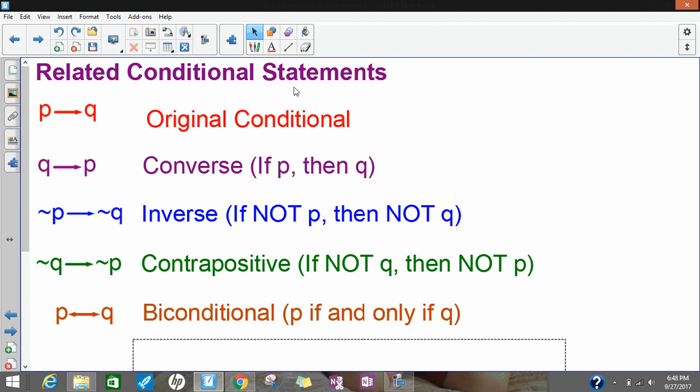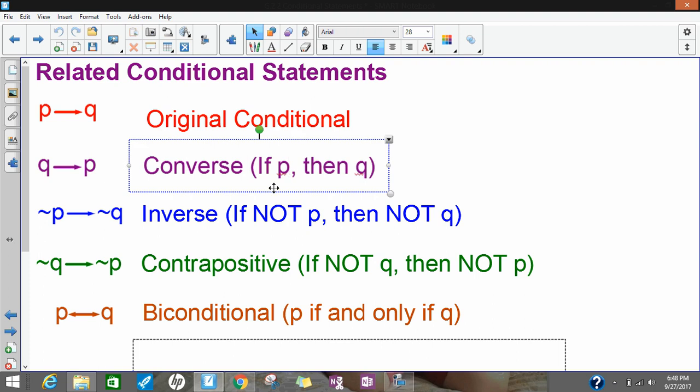So if we start with our original if P then Q statement, we can sort of move the hypothesis and conclusion around a little bit, and we can create these related conditionals. So if I switch P and Q, switch the hypothesis and conclusion, we call that the converse. So we would actually have if Q then P. Let me fix that.